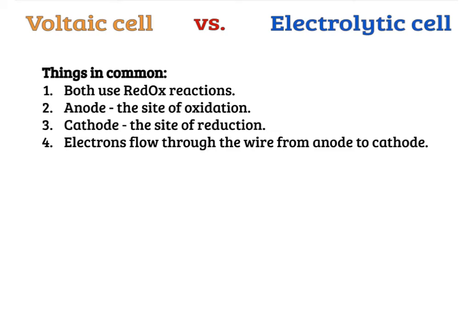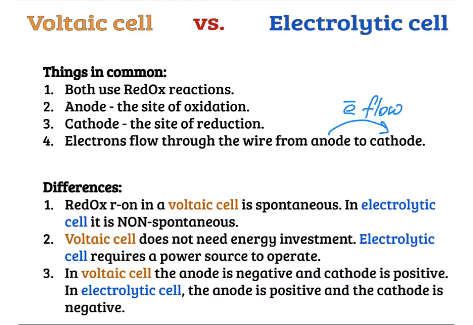There are certain similarities that we have to underline between the galvanic and electrolytic cells. Both of them are using redox reactions. In electrolytic and voltaic cells, anode is the site of oxidation and a cathode is a site of reduction. And electrons flow from the anode to the cathode willingly or unwillingly. However, there are certain differences.